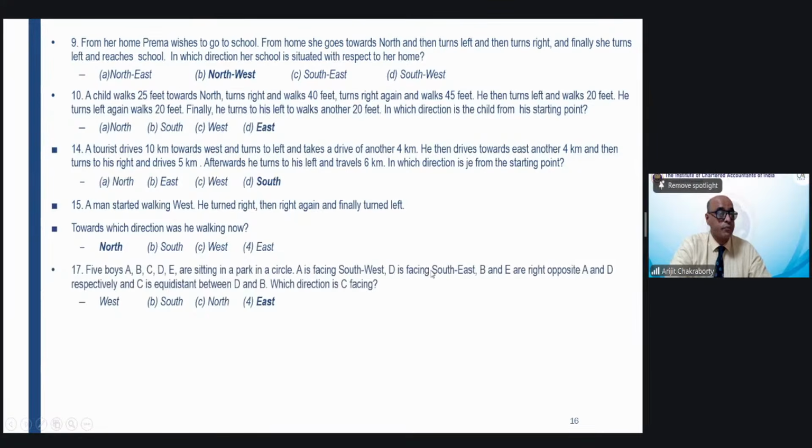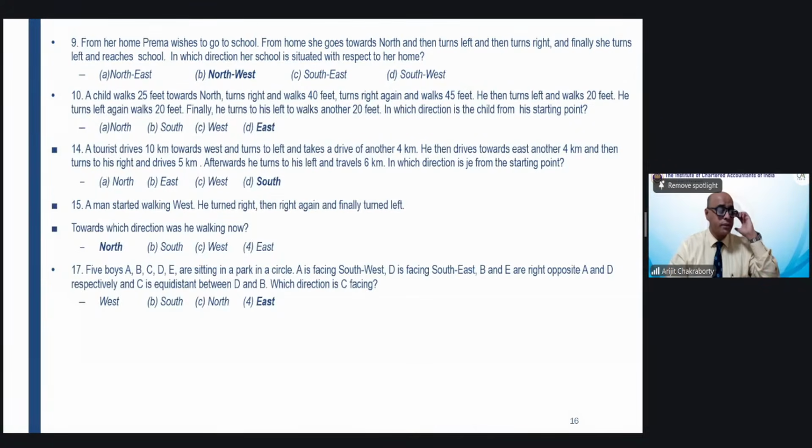5 boys, A, B, C, D, E are sitting in a park in a circle. Let's go, we will draw a circle. 5 boys are sitting. They are sitting in a circle. A is facing southwest. So this is a question where ordinal directions come in. Until now we were mostly dealing with the 4 basic cardinal directions, but now we see the ordinal directions coming in. Yes, this is ordinal directions.